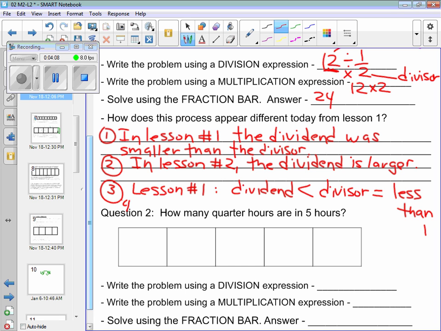Today, though, in lesson 2, we note now that the dividend is larger than the divisor. And when that happens, our quotient will always, always, always be greater than 1. And that's a good checkpoint, too, when you're doing this, to make sure that, oh, okay, well, my dividend is larger, therefore my answer has to be greater than 1. Let's take it to question number 2.